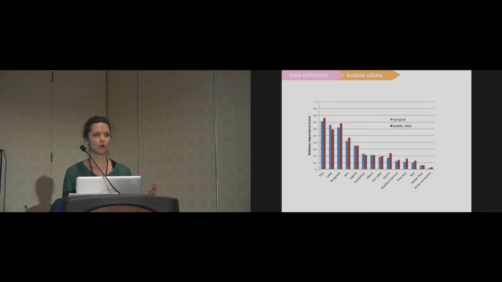So as with the eye movements, we overlapped the click heat maps with the element segmentations to get per element importance scores, so we can compare it to how eye fixations rank elements by importance, and we found a very high correlation. So that tells us that people are tending to click and look in the same regions of a design, so we can use clicks as a proxy.